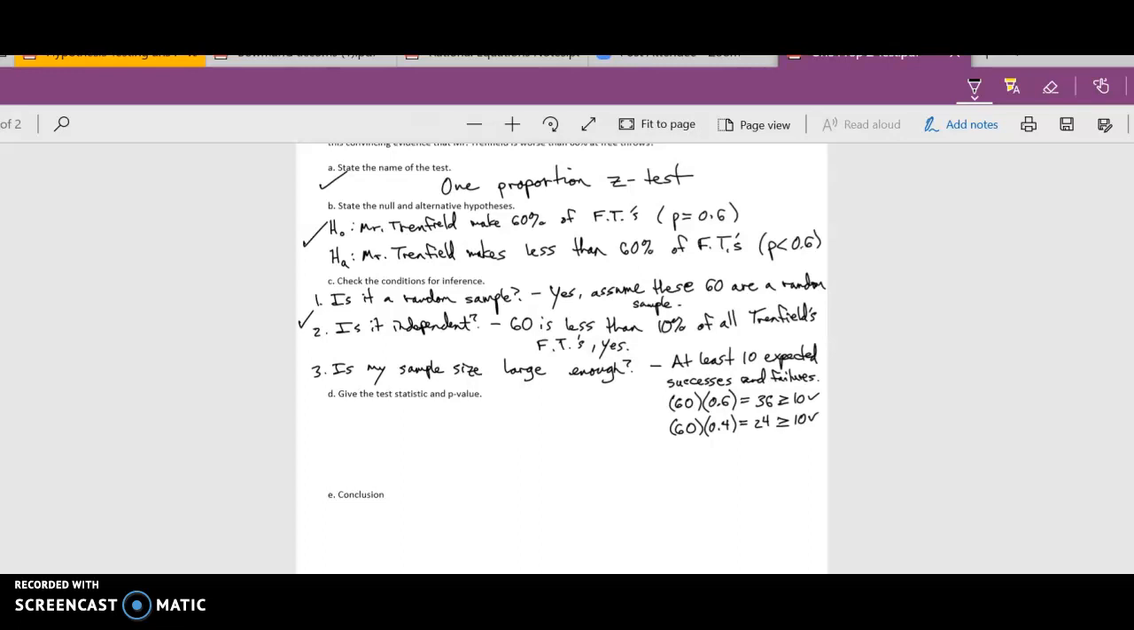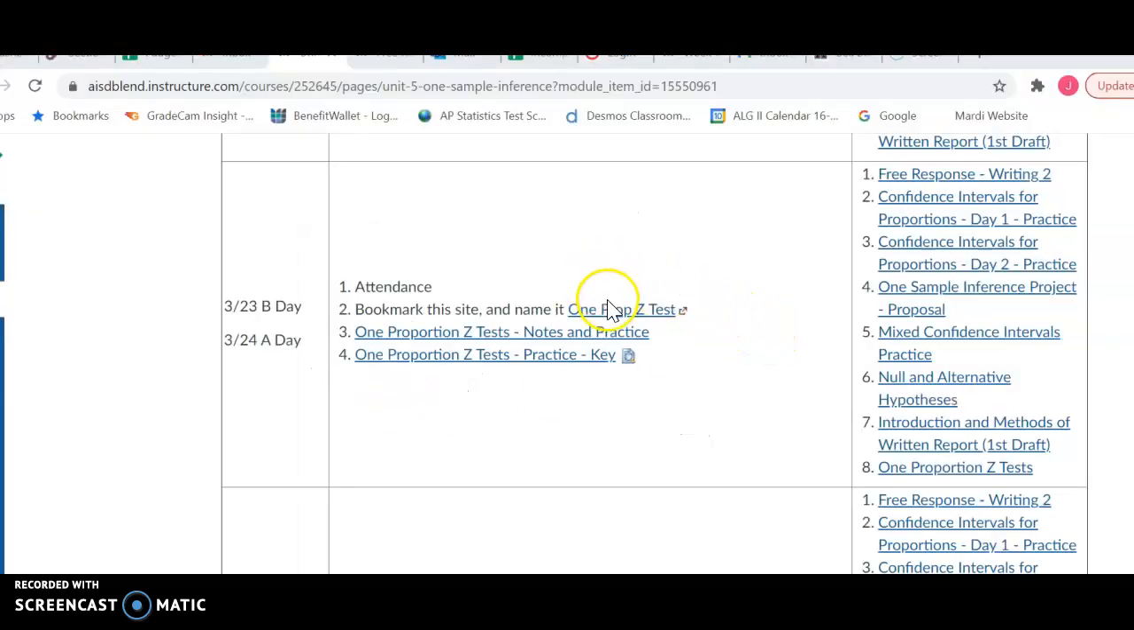Okay. So I'm going to stop here for just a second, and I'm going to open up the bookmark site under today's blend, and we'll talk some more about this. Okay, this is today's blend. Here's the bookmarked site.